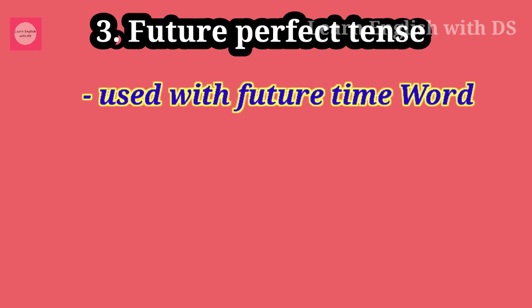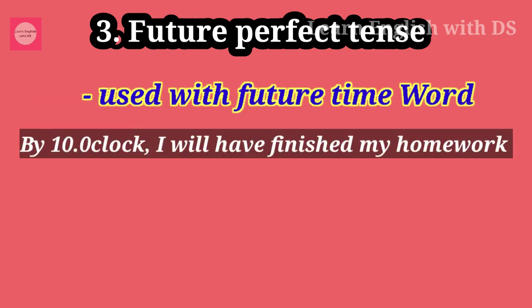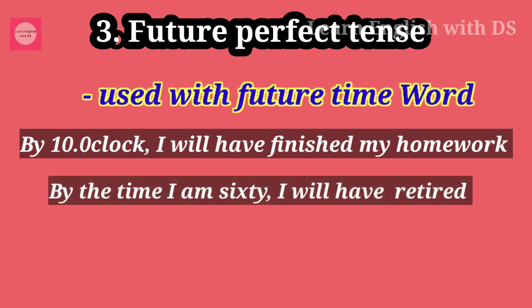For example, by 10 o'clock, I will have finished my homework. It means I will finish my homework sometime before 10. By the time I am 60, I will have retired. It means I will retire sometime before I turn 60.